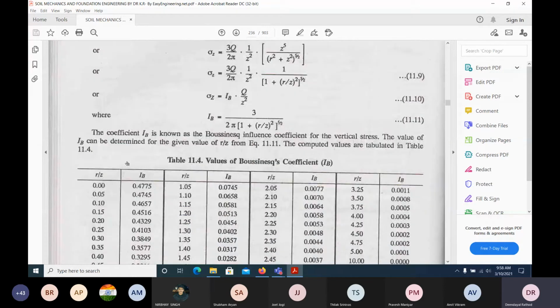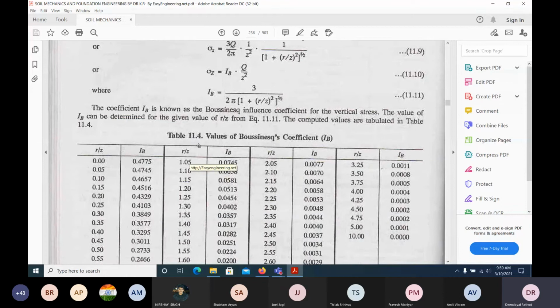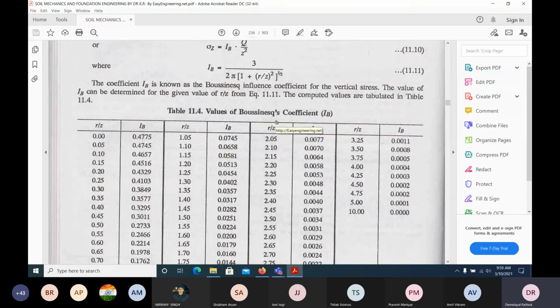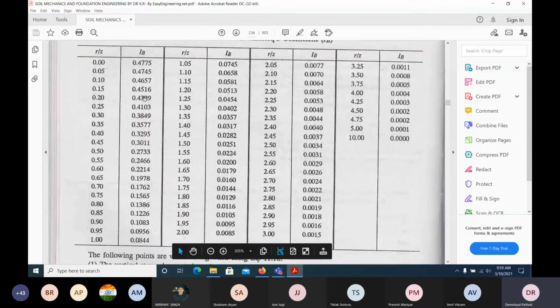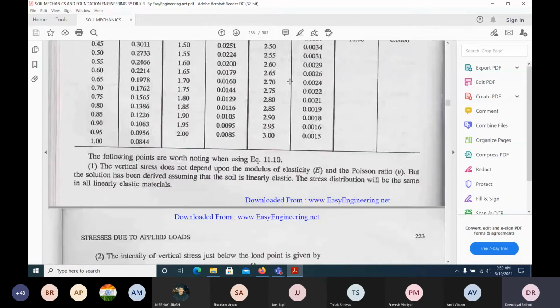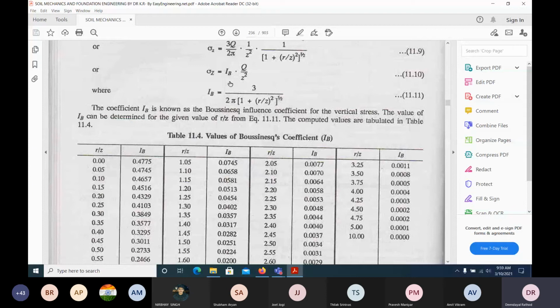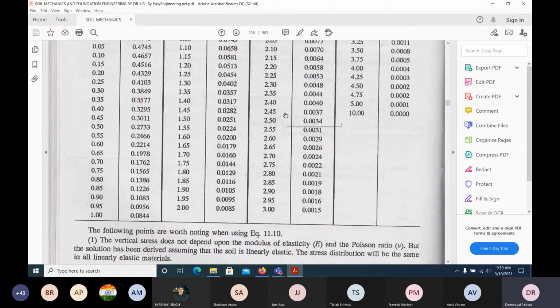The value of Ib can be determined from the given values of r by z. The computed values are like this: for different r by z, what is Ib. You can find out, and we can apply it here to find this particular stress due to point load. Once we know r, the polar distance, and at what depth z, by using this equation, Boussinesq's equation, we can find it out. Hope you are following. It's a very simple thing.